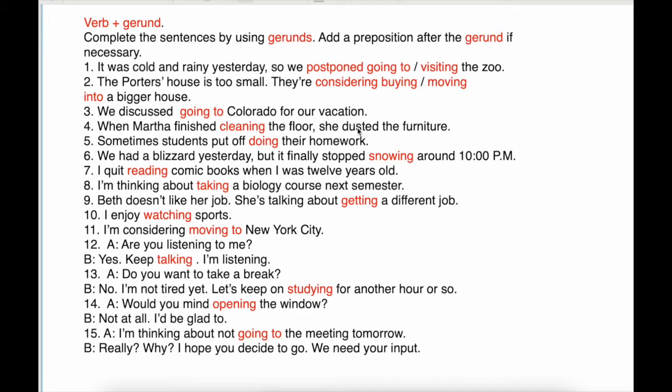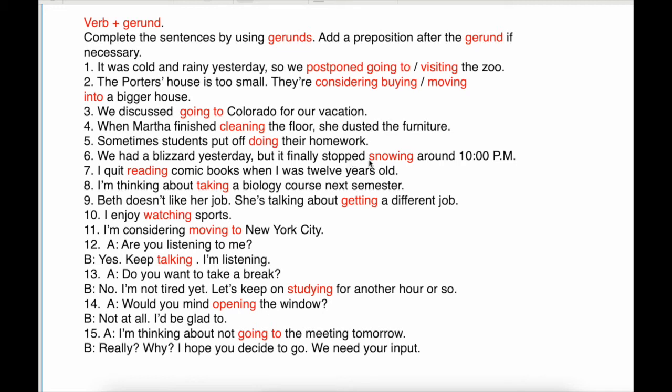If you use dust as a verb, that means toz almak. Sometimes students put off doing their homework. Put off, cancel, yani ertelerler. We had a blizzard yesterday. Blizzard, that is the severe snowstorm or bad snowstorm.